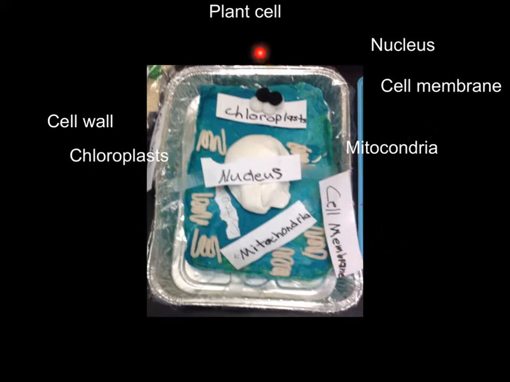This is my plant cell, and I will be showing you different parts of it. I'm going to start off with the nucleus. The nucleus is, that's the word, and I will be bringing it to here. This is the center of the plant cell. This is the brain of the plant cell.